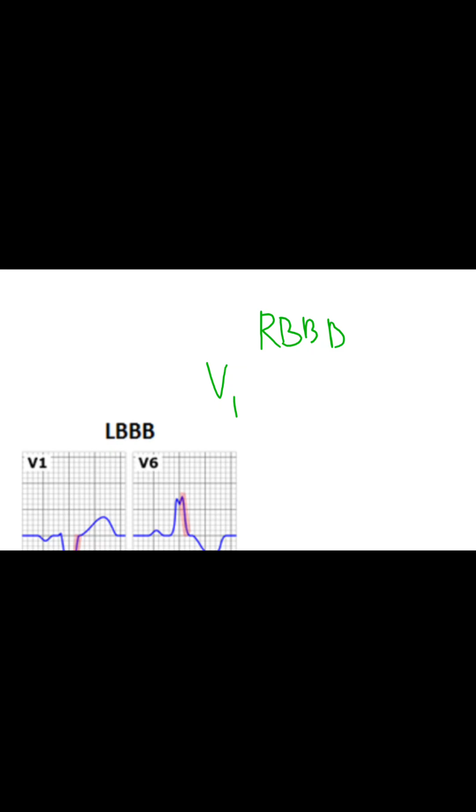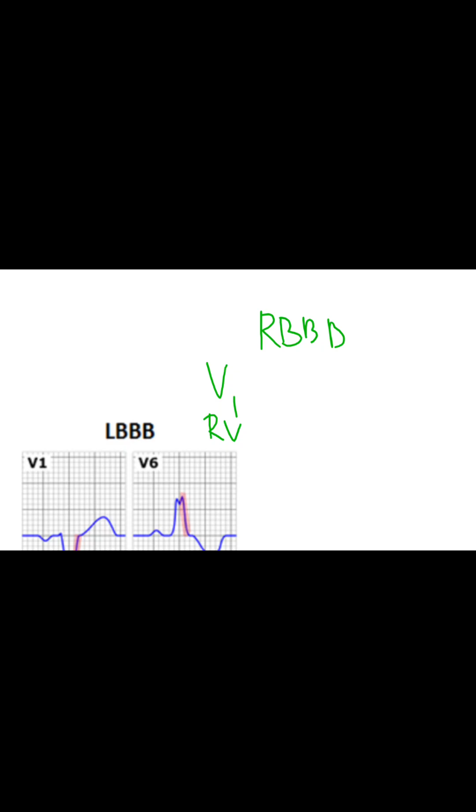It's looking at the heart in a horizontal plane. The limb leads were looking at the heart in a vertical plane. The chest leads are looking at the heart in a horizontal plane. So V1 is more towards the right ventricle, and whatever is towards the right ventricle will be taken as a positive deflection.